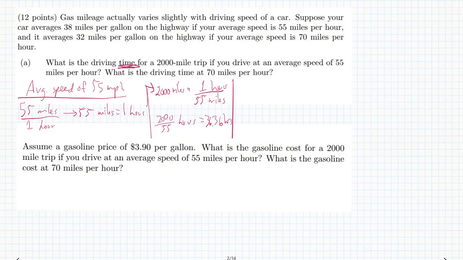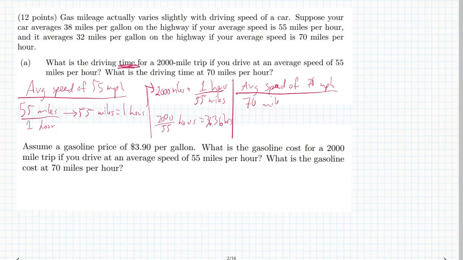And we can do the same thing for our second scenario, average speed of 70 miles per hour. Notice what that means is 70 miles should equal 1 hour essentially, because 70 miles per hour, right? All right, so if that's the case, we get 2,000 miles times, we want to cancel off miles once again. This should be the same exact process, and we'll put hours up top. So 1 hour, and then we have 70 miles.